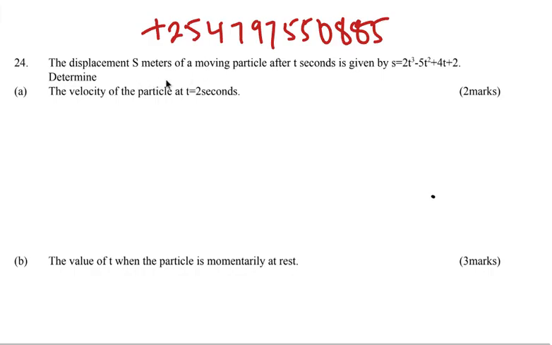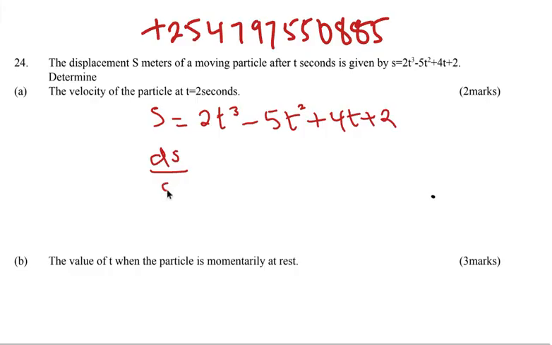So naambia the displacement s meters of a moving particle after t seconds ni hii. So s equal to 2t cube minus 5t squared plus 4t plus 2. So for differentiate displacement ndo upate velocity. So ukidifferentiate displacement itakuwa ds over dt. So change in displacement over change in time. So remember when you are differentiating, the power goes behind.